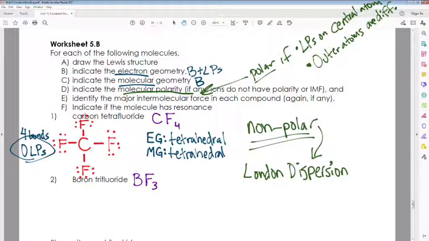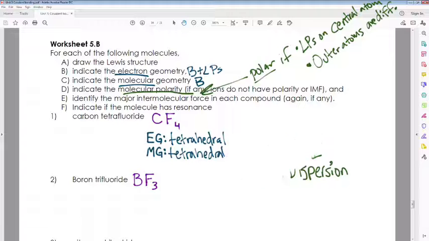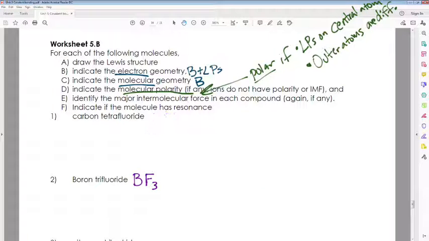And now I'm going to erase this structure just so that we can have a little bit more space, so we can be focused more on this stuff and how it applies to BF3. So, boron trifluoride. If we start with drawing the structure, we have to add up our valence electrons first. 3 come from boron, 7 come from each of those fluorines. Remember, we checked the periodic table earlier and looked at the column numbers to find these numbers. So this means that we have 24 electrons to work with here.